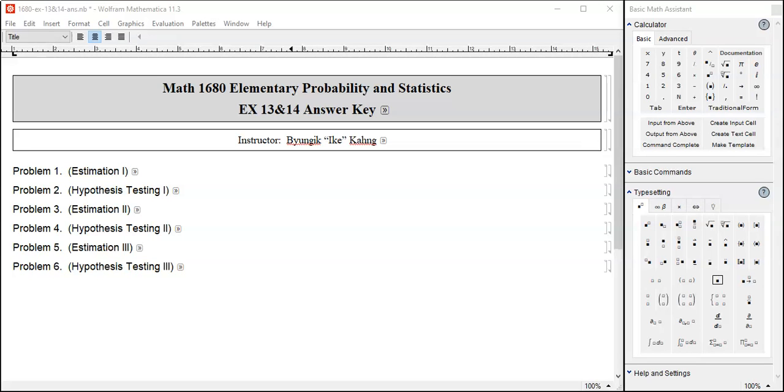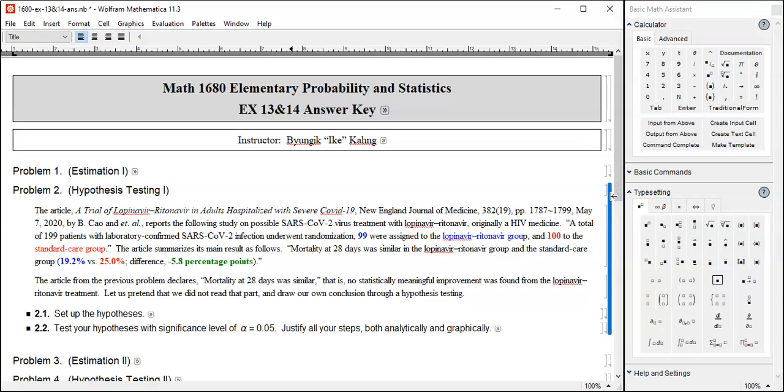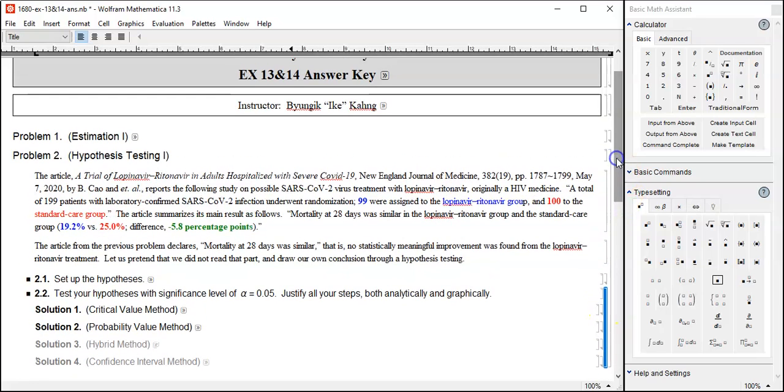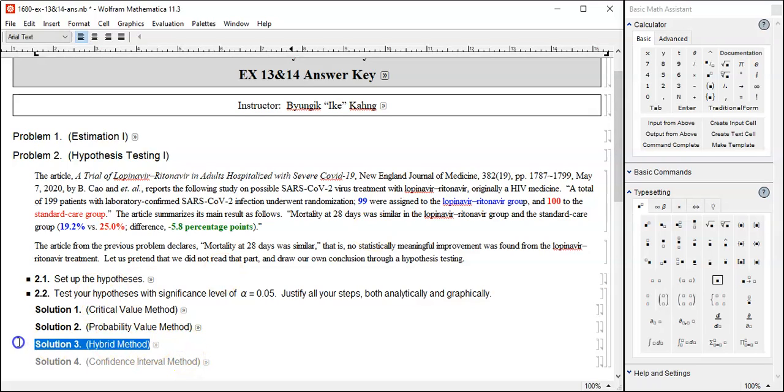Hello students, welcome back. Let's go to problem 2. I already explained problem 2 in two different methods. First, using the critical value method. Second, using the probability value method. In this video, we're going to do the same thing using the hybrid method, or the classical method.